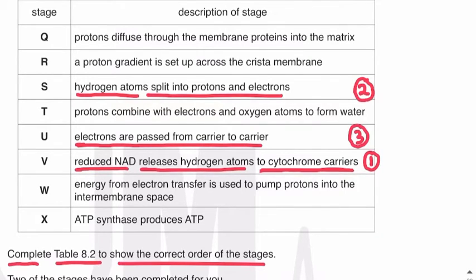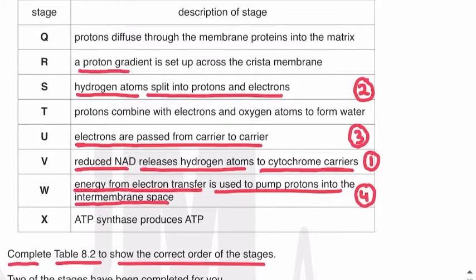As these electrons pass from one carrier to the next, energy is released, and this energy from the electron transfer is used to pump hydrogen ions or protons from the matrix to the intermembrane space. So this is the fourth stage. Because the protons are pumped from the matrix to the intermembrane space, a proton gradient, or hydrogen ion concentration gradient, is set up across the cristae membrane, that is the membrane between the matrix and the intermembrane space. So this is the fifth stage.